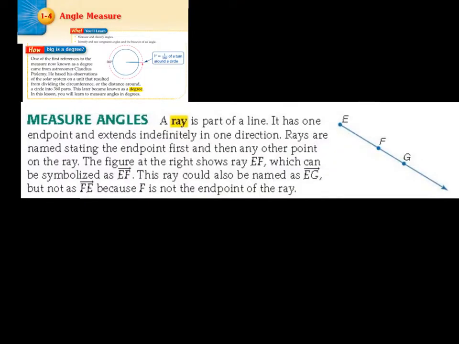A ray is part of a line. It has one endpoint and extends indefinitely in one direction. Rays are named stating the endpoint first and then the other point on the ray. In the figure at the right, ray EF, which can be symbolized as ray EF, could also be named ray EG, but not ray FE because F is not the endpoint of the ray. Now, easy little memory peg. Rays are the things that come out from the sun. Put arrows on them, I guess.